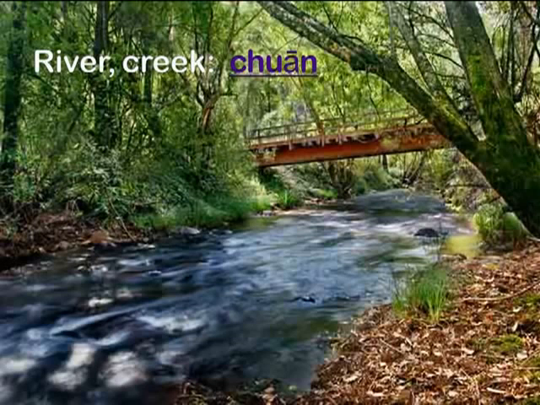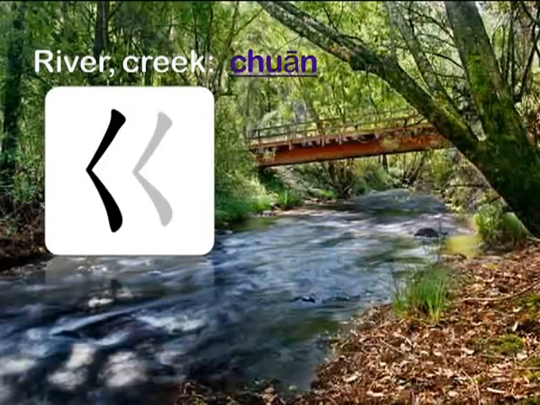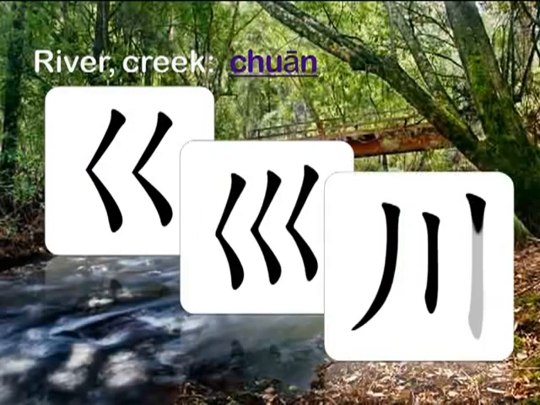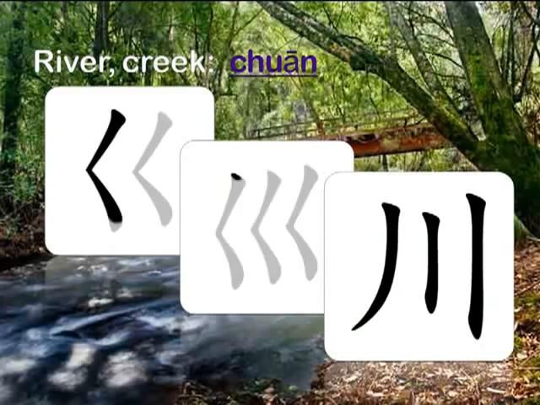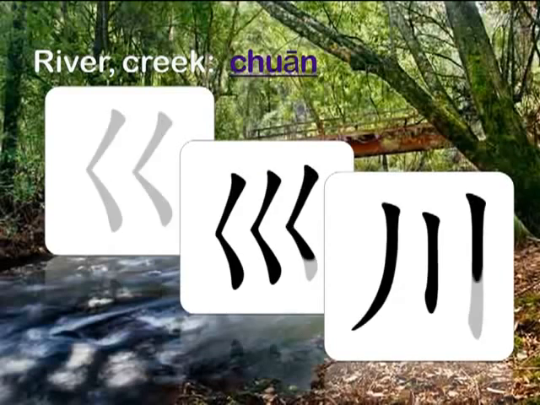We have river, creek, chuan. In the old writing they drew it as V's from top to bottom, left to right, and that has now changed to this form of writing. So this is the word chuan.